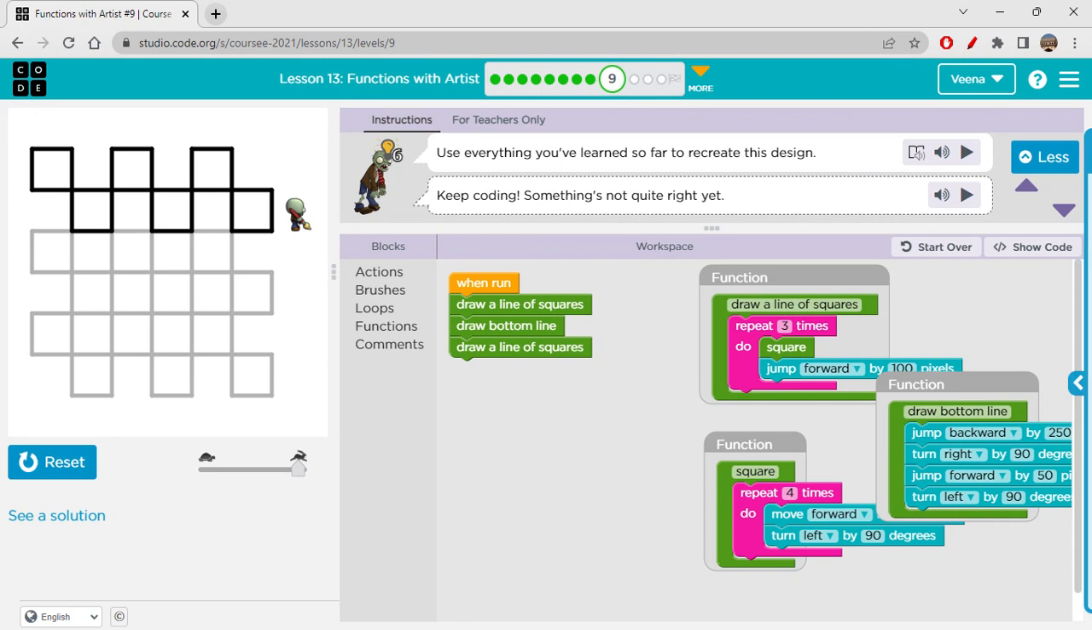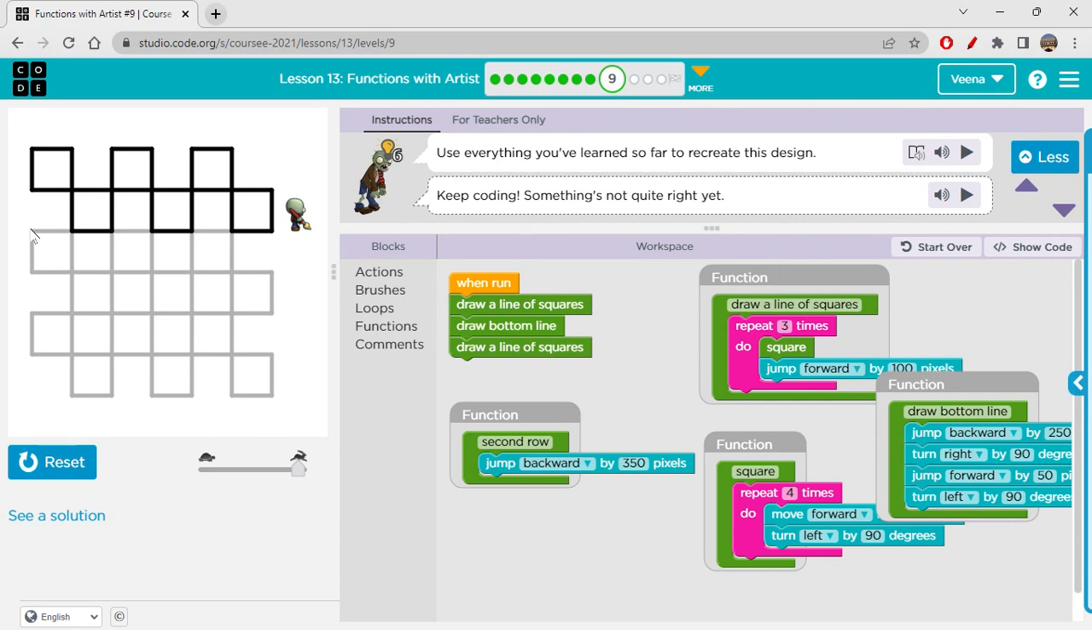Okay. So it's 350. Functions. Second row, jump backward by 350 first. After jumping backward, he'll be here, but actually he has to be here to draw the pattern, right?